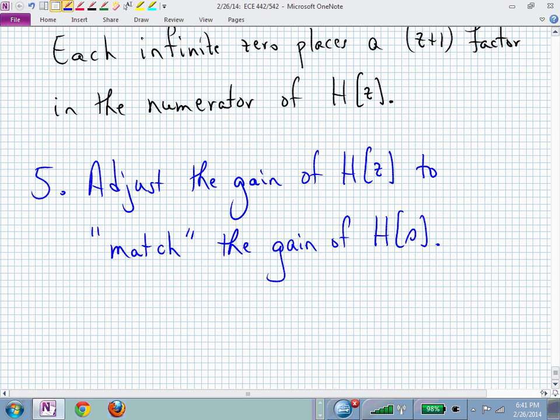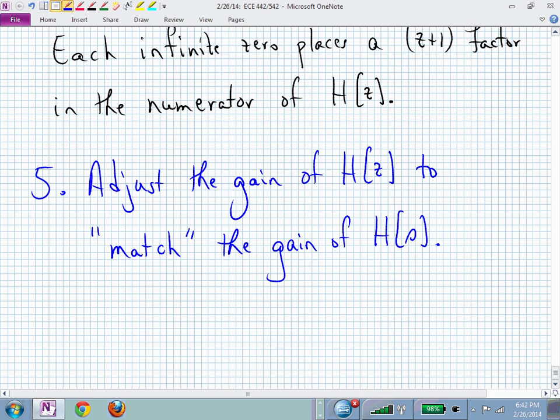And the reason I put that in quotes is because the gain of h of s is going to depend on what h of s represents. Is it a low-pass filter? Then we probably match gains at DC. If it's a high-pass filter, maybe we match gains at high frequencies. If it's a band pass, maybe we match the gains at a central frequency. If it's a notch, maybe we match at high or low. We decide.